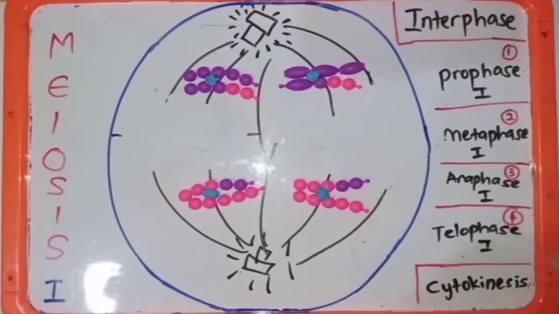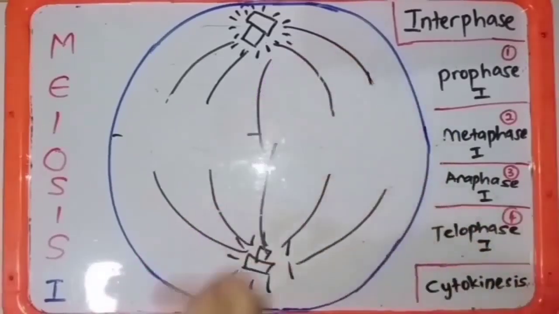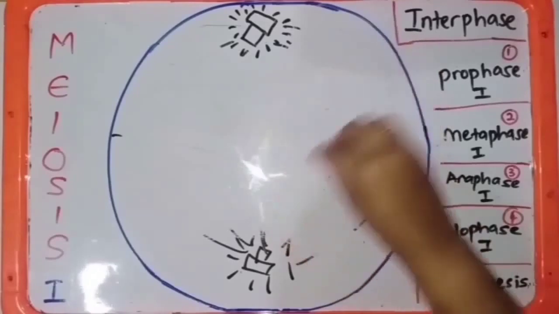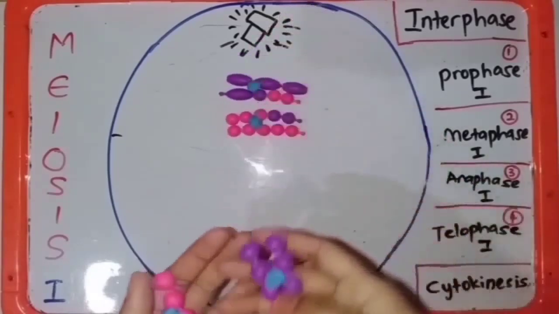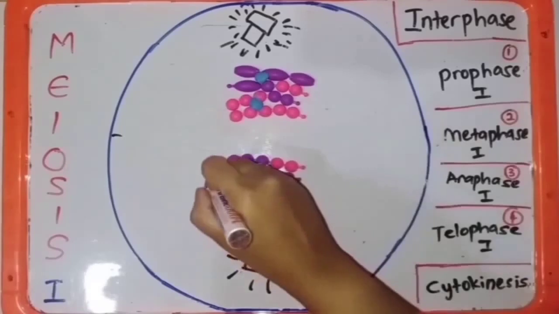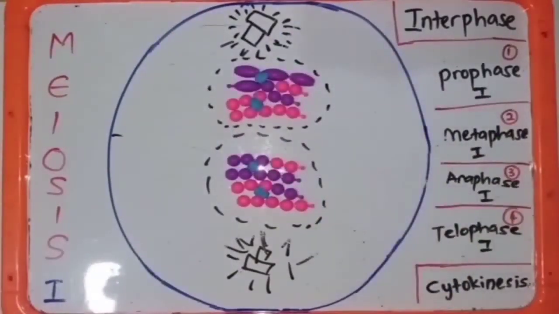After anaphase 1, the last stage is telophase 1. During telophase 1, the spindle or the microtubules depolymerize. The chromosomes are completely at opposite poles of the cell. Then the nuclear envelope reappears. This is telophase 1 in meiosis 1. Telophase 1 is the last stage in meiosis 1 and then followed by cytokinesis.